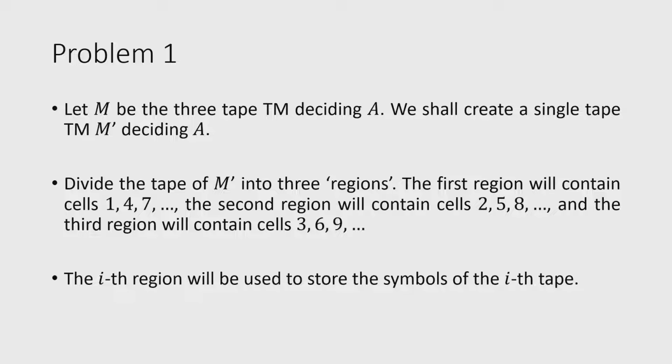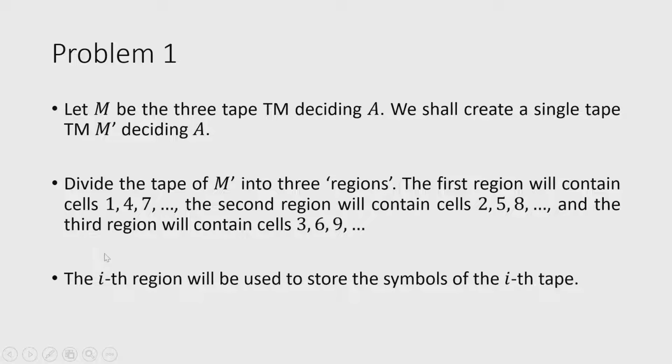To do this, we would divide the tape of M prime into 3 regions. The first region will contain cells numbered 1, 4, 7 and so on. That is cells of the form 3n plus 1 for an integer n. The second region will contain cells of the form 2, 5, 8 and so on. That is cells of the form 3n plus 2 for an integer n. And the third region will contain cells 3, 6, 9 and so on. So cells of the form 3n for an integer n.